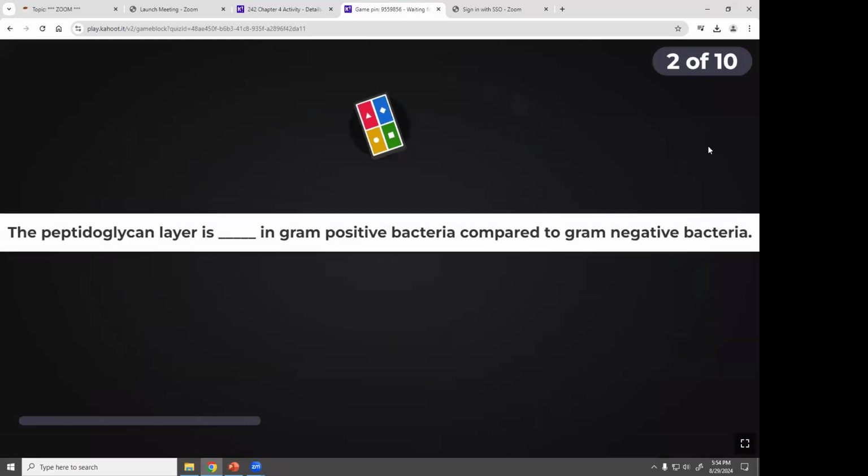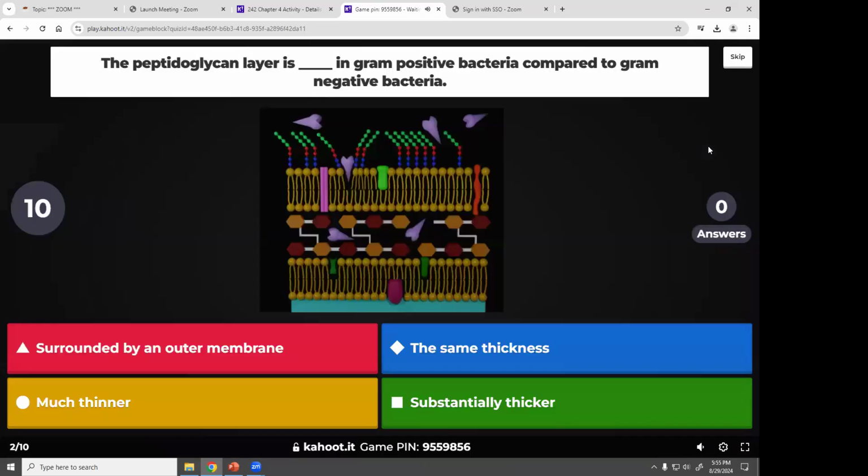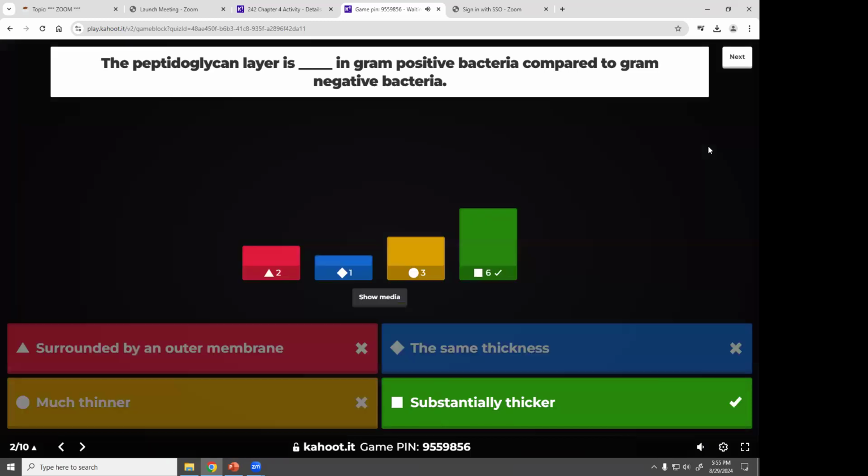All right, the peptidoglycan layer is blank in gram-positive bacteria compared to the gram-negative bacteria. Okay, wonderful. So most of you are getting this one. The gram-positives are positive for that thick peptidoglycan layer. So they have that thick layer, whereas the gram-negatives have the thin layer of peptidoglycan with the membrane on the outside. I think it's going to ask us about the membrane.